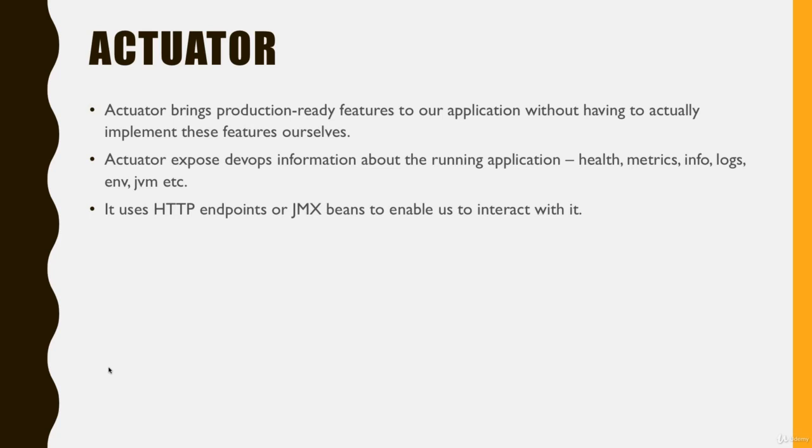What is actuator? Actuator brings production ready features to our application without having to actually implement those features by ourselves. It exposes a lot of DevOps operations information while running the application, like health, metrics, info, logs, environment, JVM. You can shut down your application as well through REST endpoints, and in Spring Boot 2 you can write your own REST endpoint and expose it to actuator. It uses HTTP endpoints and JMX beans to enable and interact with it.